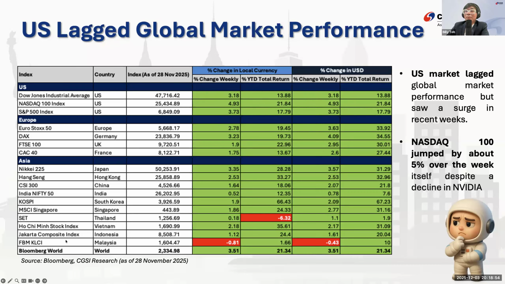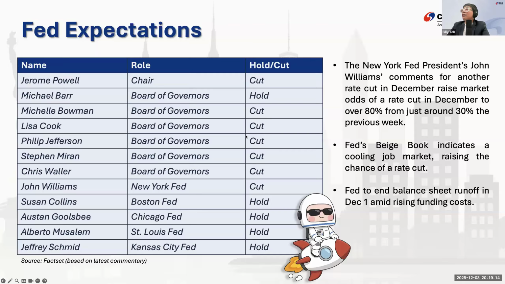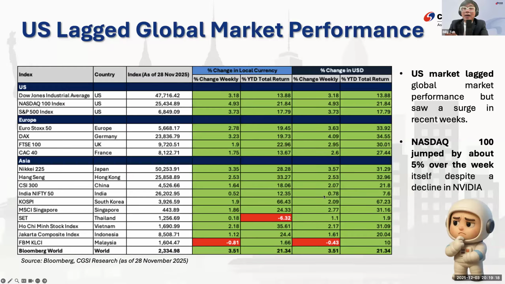So for example, if you look at FBM KLCI, the Malaysian market, this year the total return as of 28 November is 1.7%. But if you convert it into US dollar, it's actually 10%. So yes, the ringgit has strengthened quite a fair bit. But if you compare it to the US market, the performance actually lagged behind.